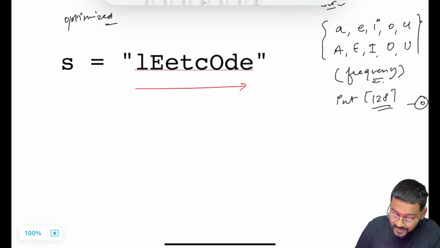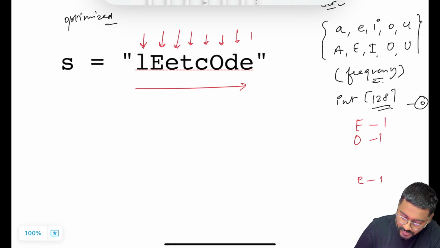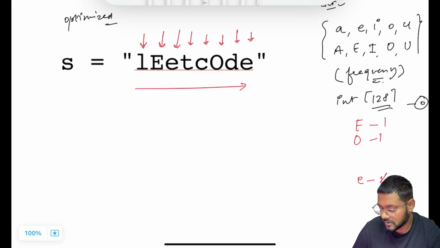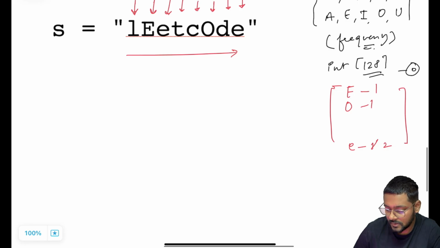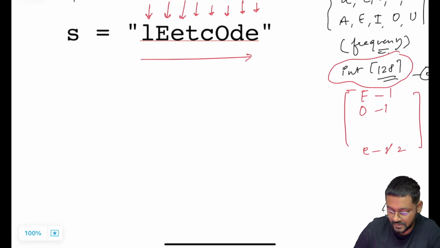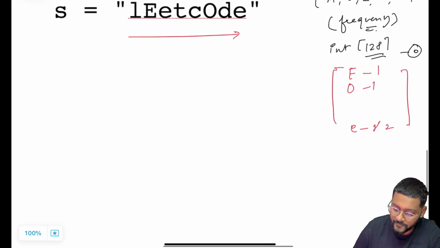If I try to iterate over this, the first letter is L, a consonant, we just ignore it. Second one is E, just capture the frequency of E, it is coming one time, and then this is small e, coming one time. T, ignore it, C, ignore it, O is coming one time, D, ignore it, E is coming one time, so E is coming two times. So this is going to be the custom hash table for our approach. Custom hash table means we are just using this array as a hash table. We are not maintaining some kind of fancy data structure like a hash map. We are just doing it with this single array of integers. So this is how we can capture the frequency of every single vowel.